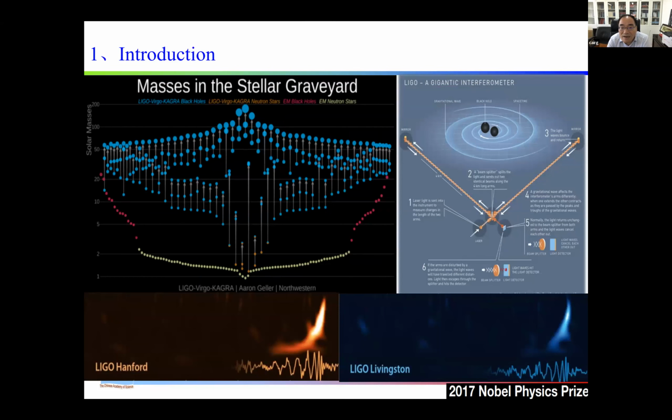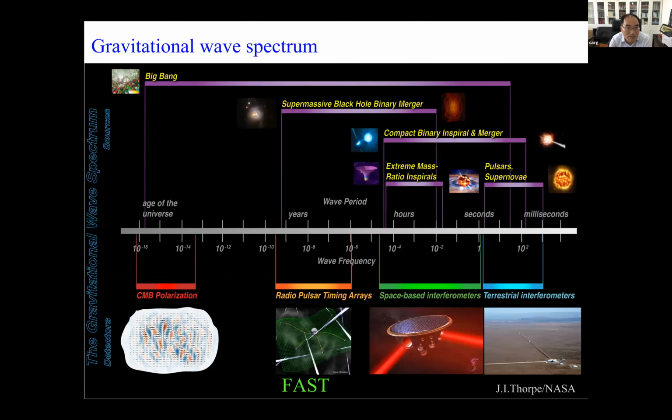LIGO has already detected more than 100 events of gravitational waves. Almost all the sources of the gravitational waves are stellar binary systems with masses around 10 solar masses to 100 solar masses. However, the gravitational wave spectrum is quite wide. If you look at the wave frequency, the frequencies range from 10 to the minus 16 up to 1,000 hertz. And currently, people are most interested in 4 bands.